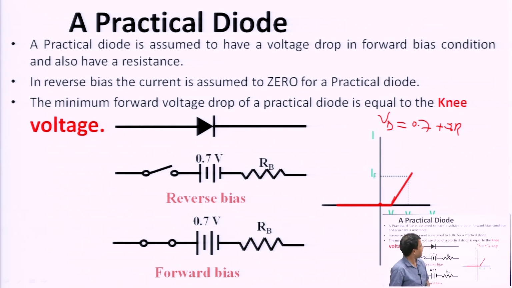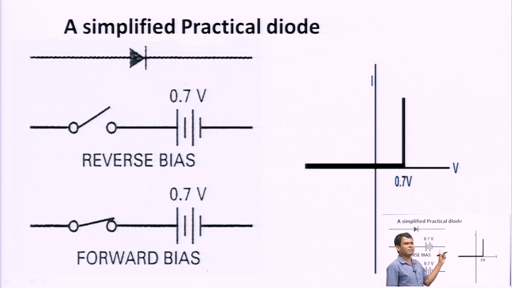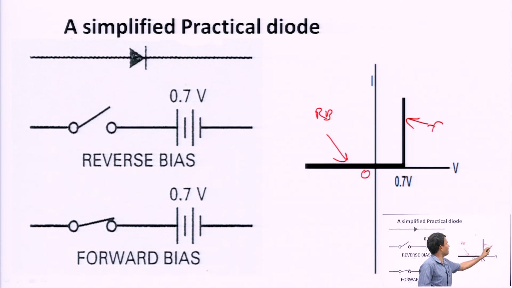Now, the simplified practical diode. In the simplified practical diode, the resistance is ignored. This means Vd is equal to 0.7 volt. It starts to conduct at 0.7 volts, and this is for reverse bias and this is for forward bias. So this is all about the ideal and practical diode, and the simplified practical diode is very useful for solving diode circuits.